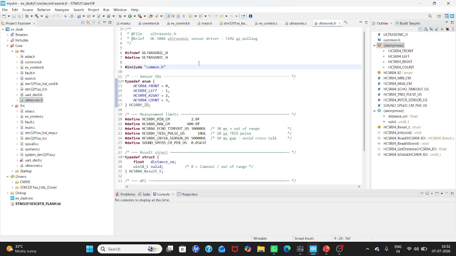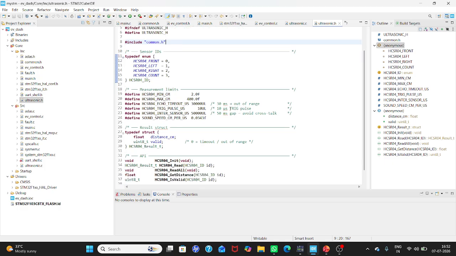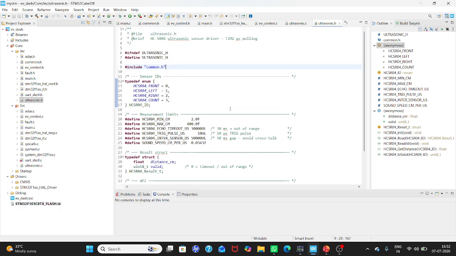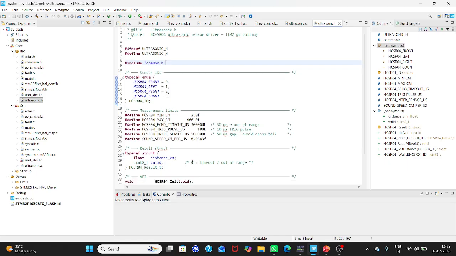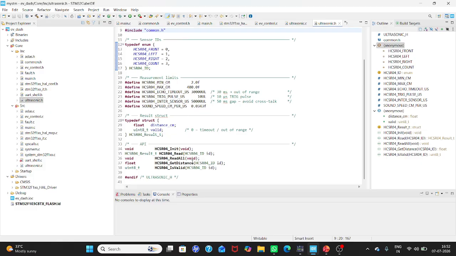Ultrasonic.h. This file defines the HC-SR04 ultrasonic driver. It specifies sensor IDs, trigger pulse width, echo timeout, and distance limits. It also declares functions that measure obstacle distance.